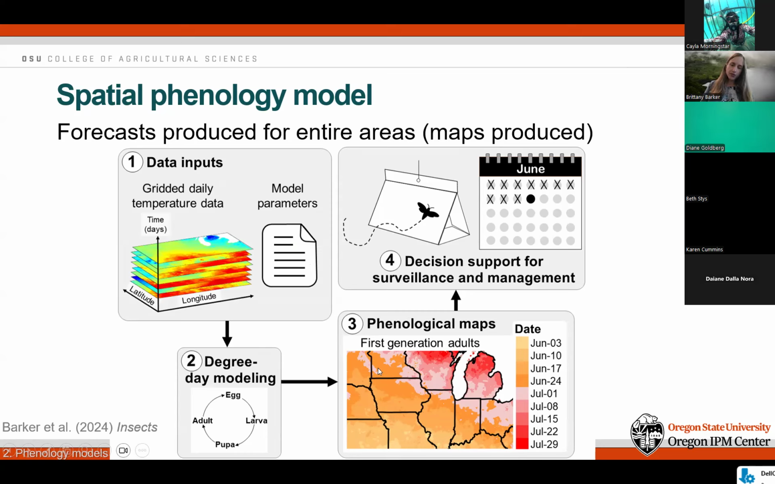In this example, it's a map of the first generation adults, so when they emerge. And in the case of this species, it was in the Midwest. This insect emerges sometime in June or July. And then with that information, you can have decision support for surveillance and management.